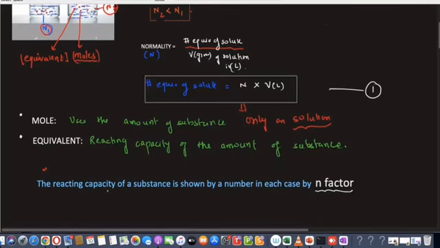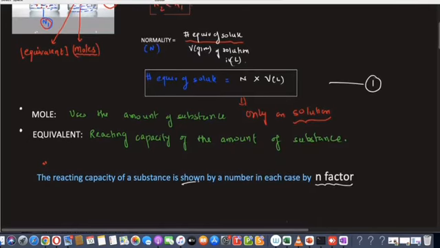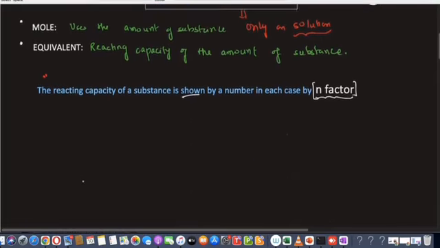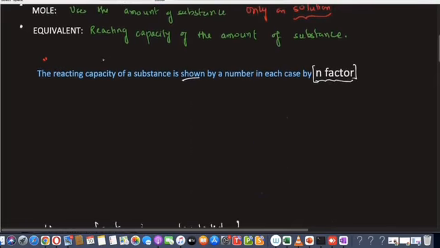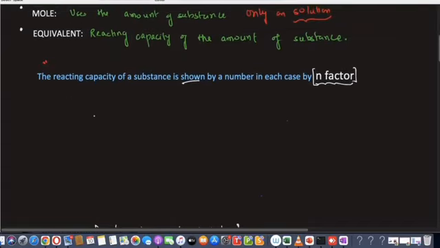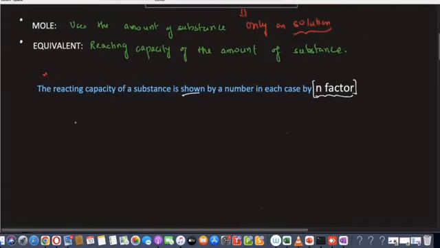Now this reacting capacity of a substance is often shown by a number called the N factor, right? Now we'll see what it means. Let's understand this with an analogy. Suppose we have 3 classes, right? And in each of the classes we have, suppose, 10 students, 11 students and 12 students. So the mole concept takes care of the number of the classes.